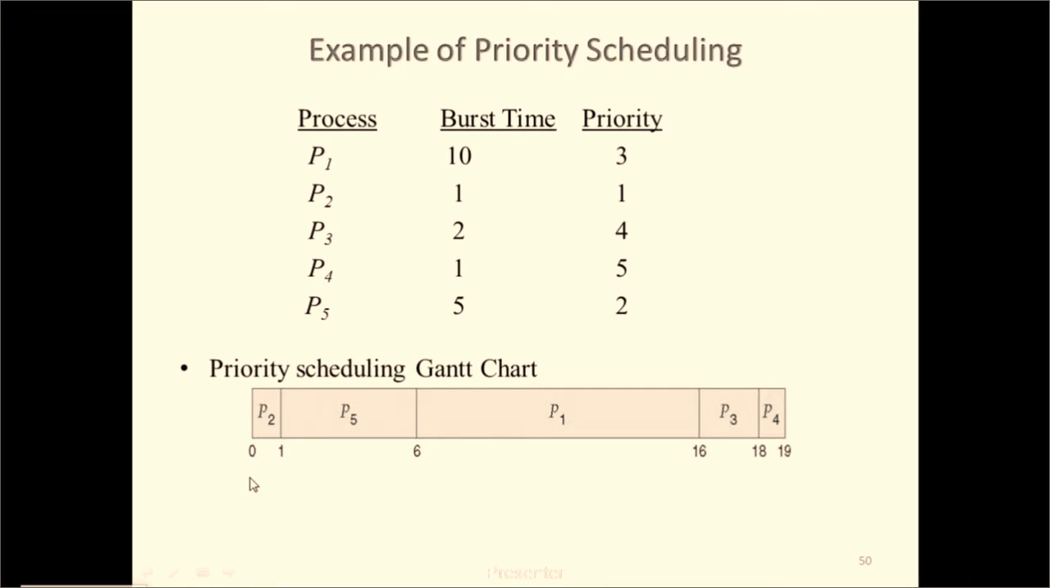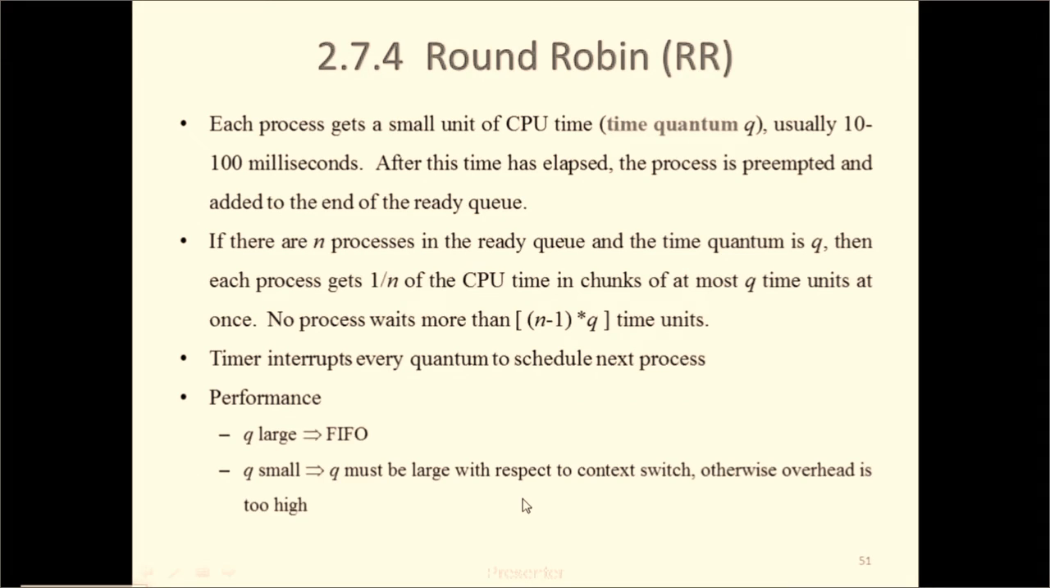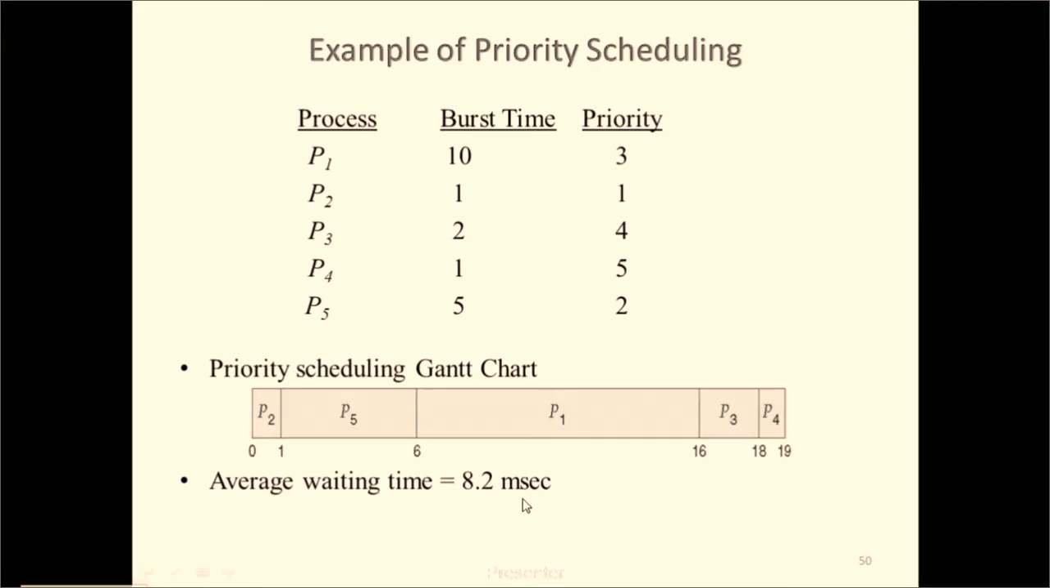Alright? And from the Gantt chart, we find that the average waiting time is 8.2 milliseconds, presuming that burst time is in milliseconds. I am leaving this simple calculation to you. Hopefully you have a notebook and pen ready. Great. Let's go back a bit. Study this table further.